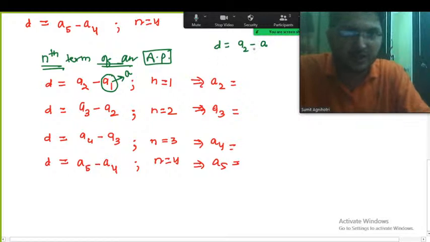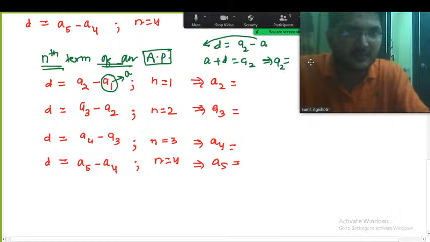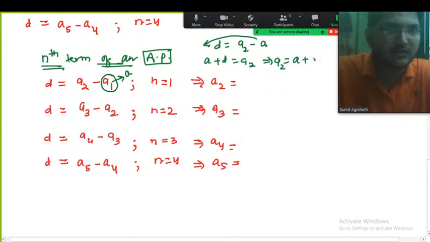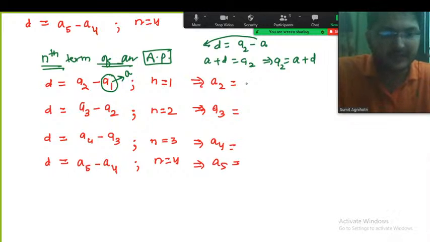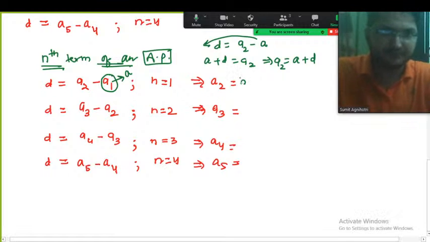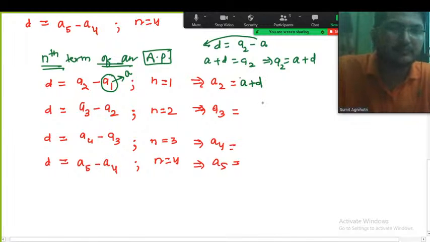Now if you shift this A to the left side, you will get A plus D equal to A2, or you can also write A2 equal to A plus D. Is it okay? Similarly, can you tell me what can you write for A3?